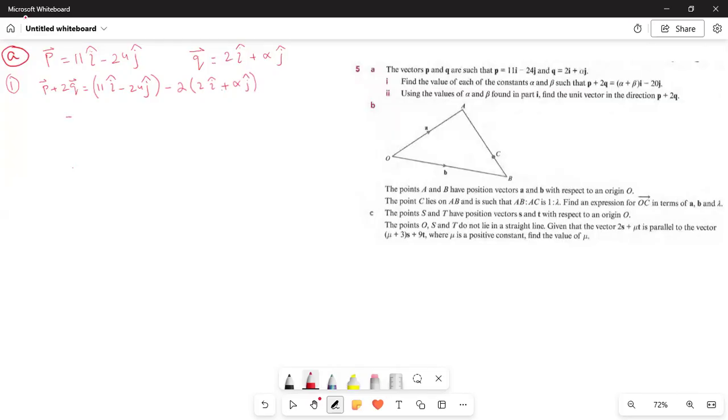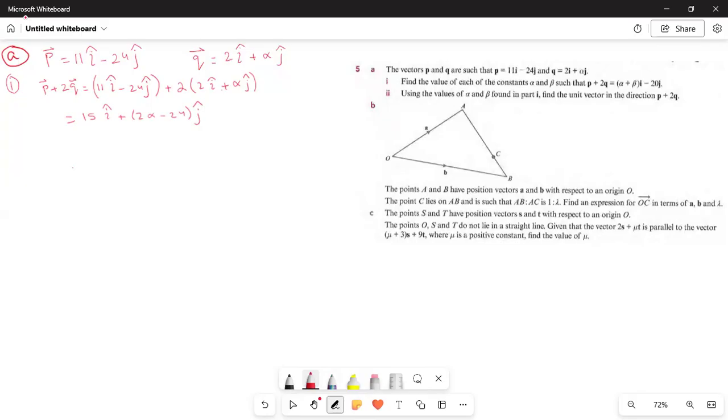So if I simplify it a little bit, 11i minus 4i. Why did I put negative here? This is plus, sorry. 11i plus 4i is going to be 15i, right? And minus 24 and plus 2 alpha. So I can say this is 2 alpha minus 24, so many j's.